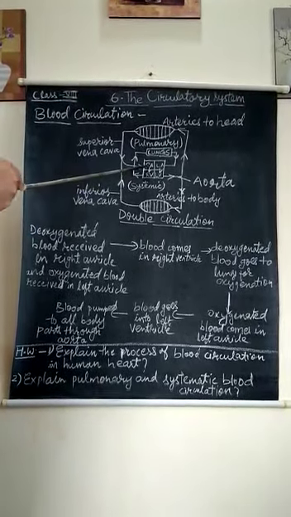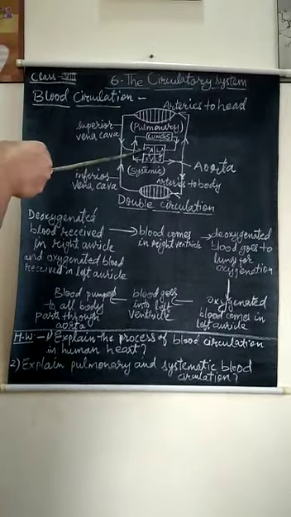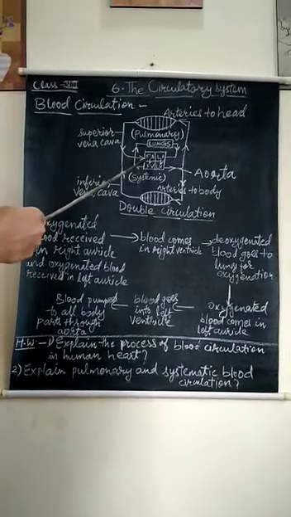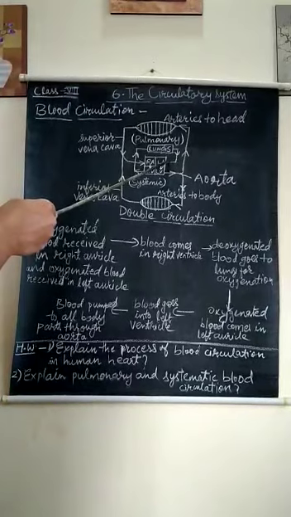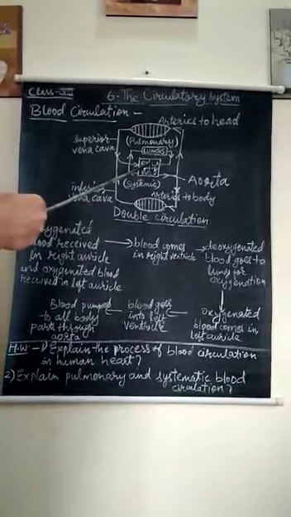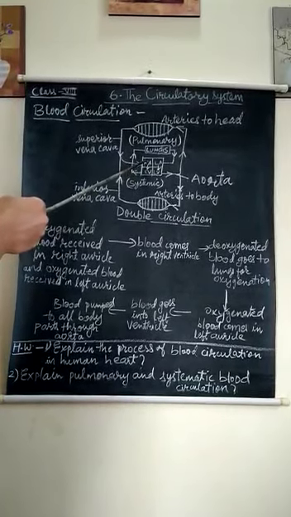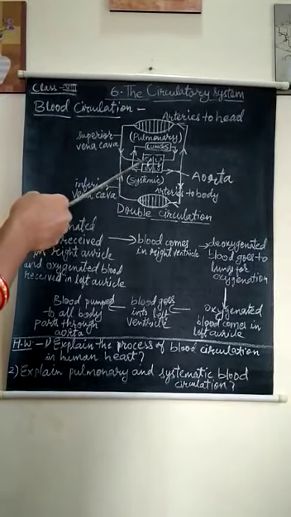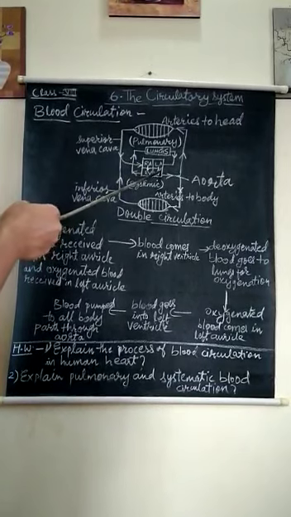When blood enters the right auricle, at the same time oxygenated blood comes into the left auricle. The right side of the heart is for impure blood, and the left side of the heart always receives pure blood.